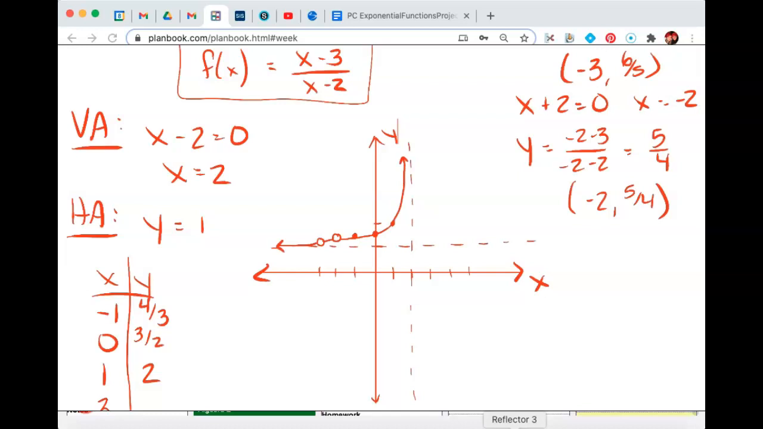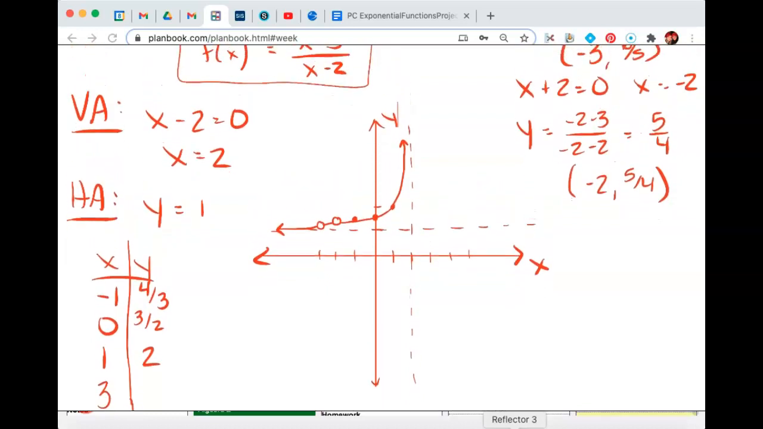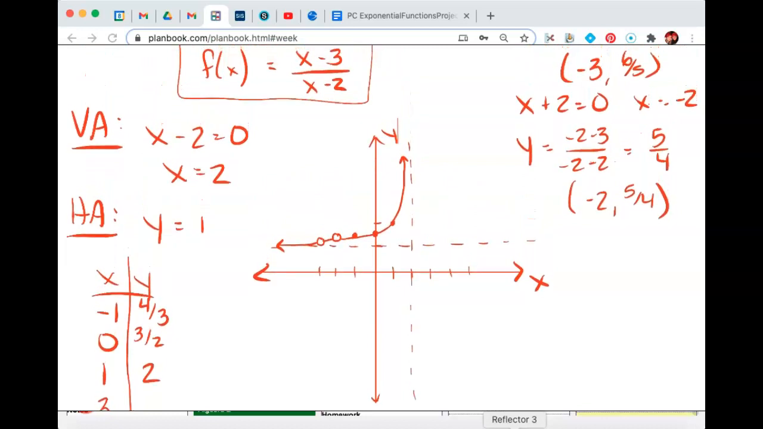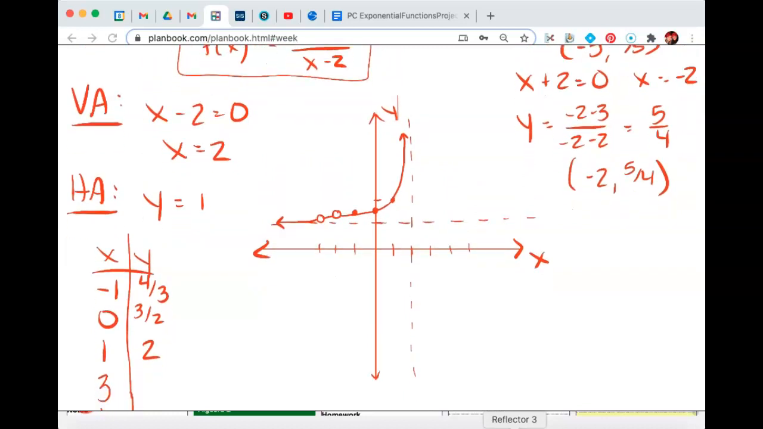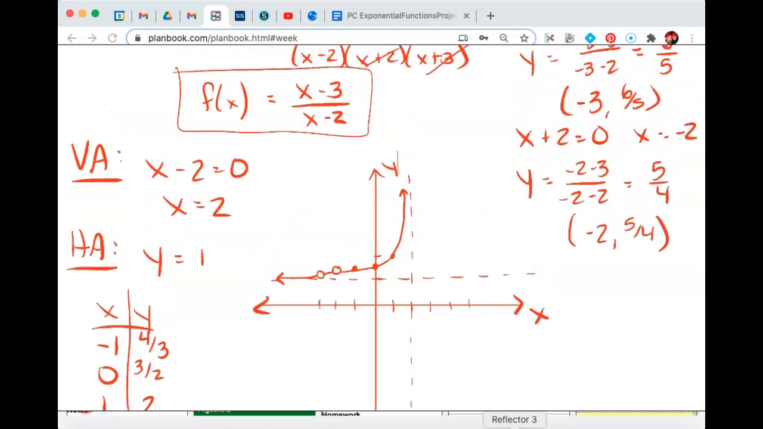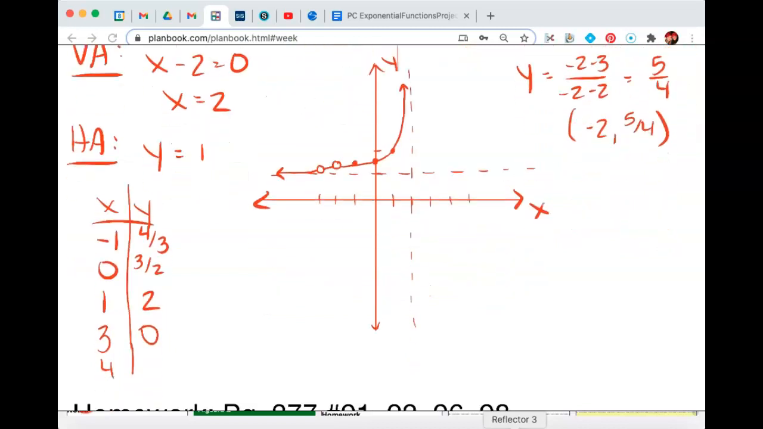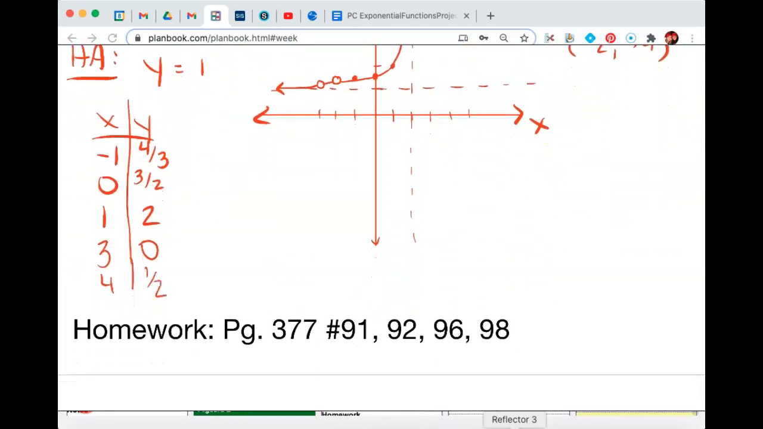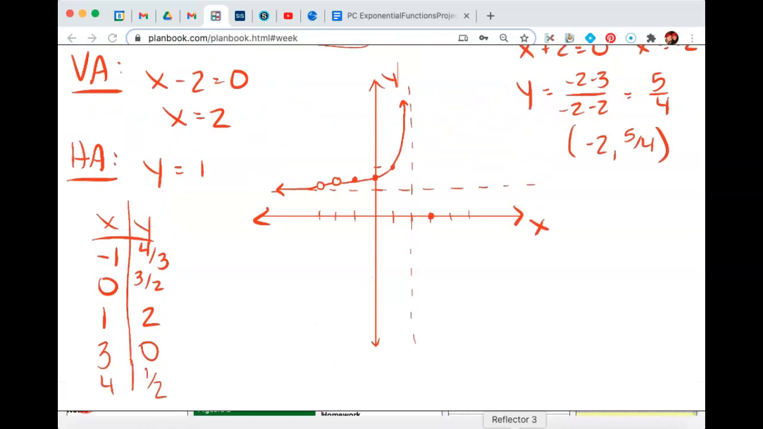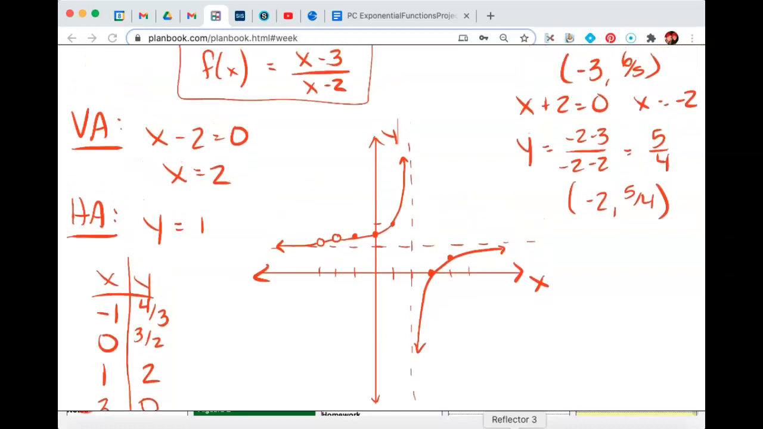Okay. So that's half of it. Then when I plug in 3 and 4, I should get the other half. So if I plug in 3, 0, and 4, then I can plot points. And same thing, we're approaching the asymptotes horizontally and the vertical one. So there's my graph with the 2 holes. Fantastic.